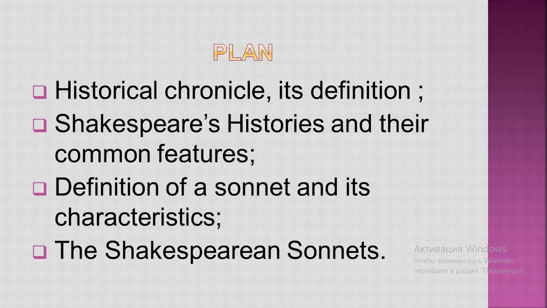According to the plan of the lecture, the following questions will be discussed. The first, historical chronicle and its definition. The second, Shakespeare's histories and their common features. The third, definition of a sonnet and its characteristics. And the last question, Shakespeare and sonnets.